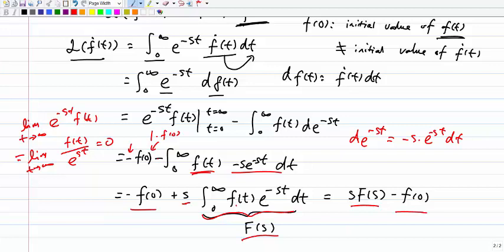Okay, so I guess I'm going to stop over here, and I'm going to talk about some more properties of the Laplace transform in the next lecture.